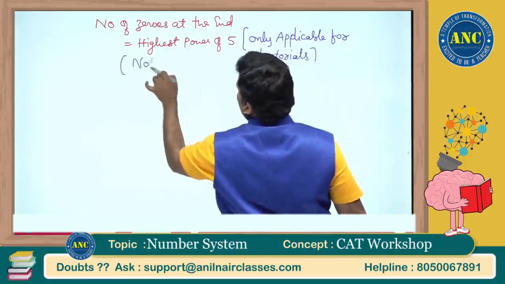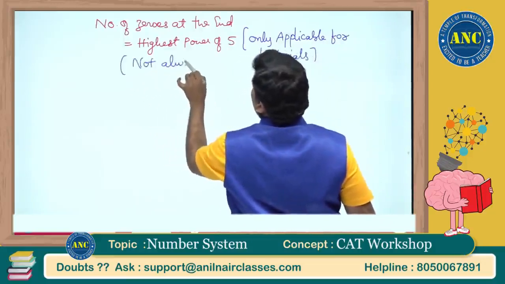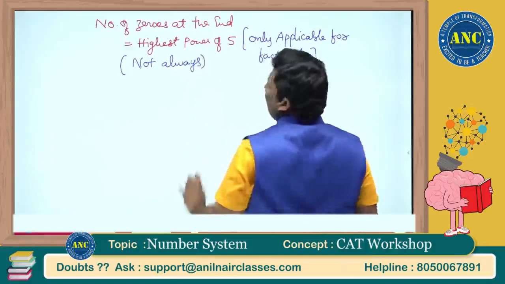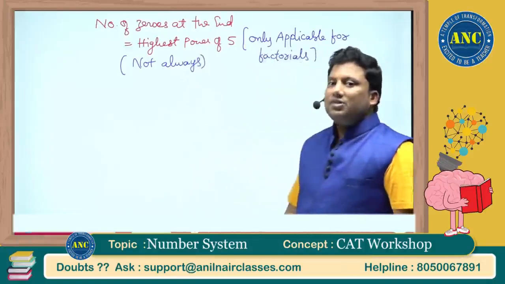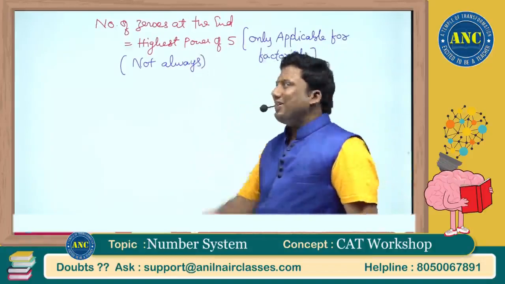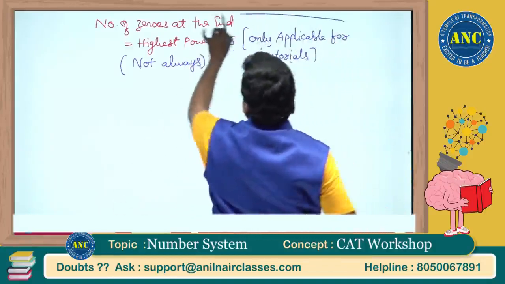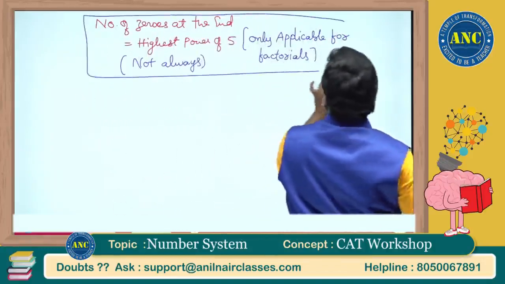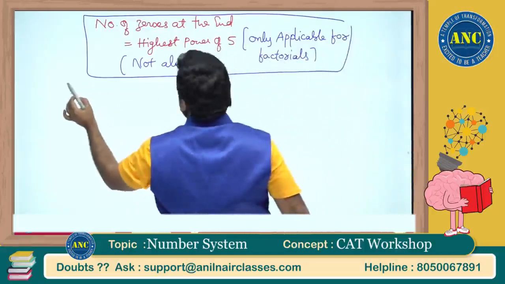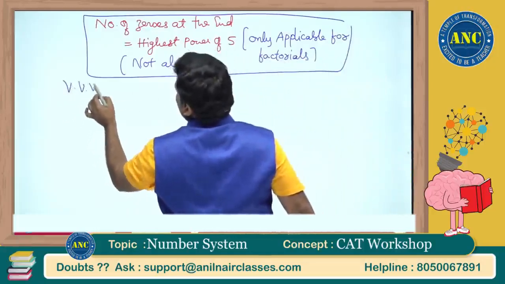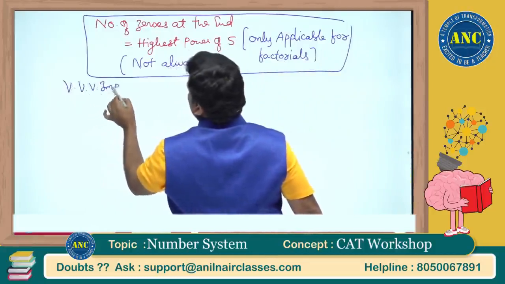Most of the students will think that if I find the highest power of 5, I will get the number of zeros at the end. It is not true. Put it as an extremely important key point. Very, very important key point, sir.